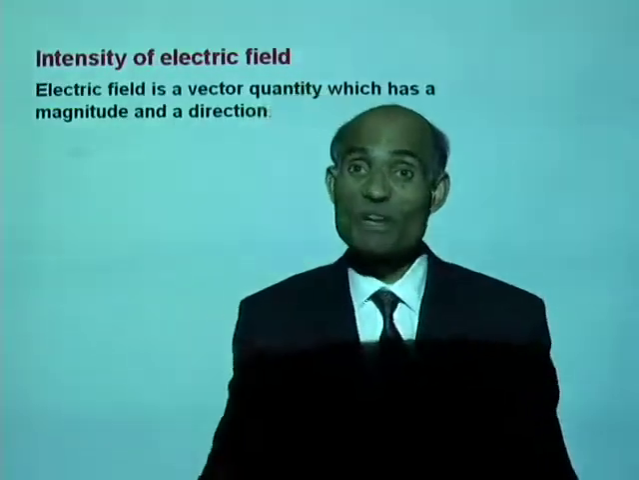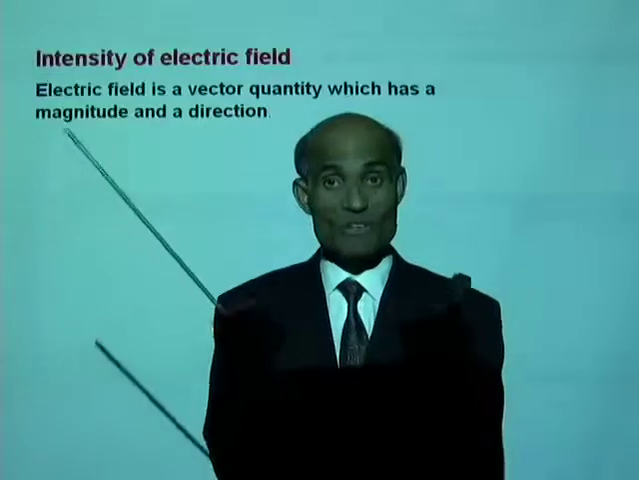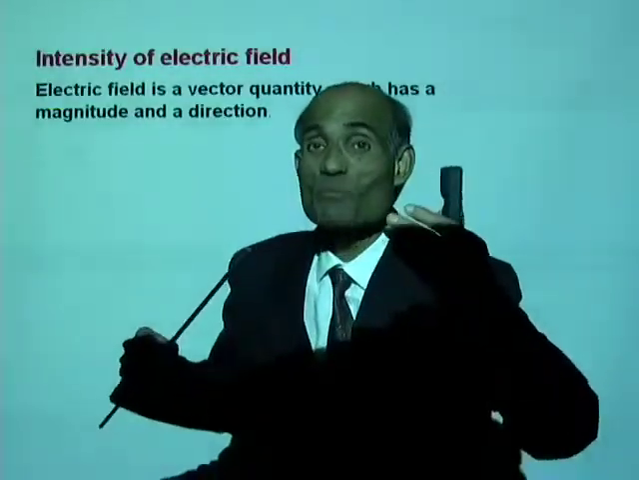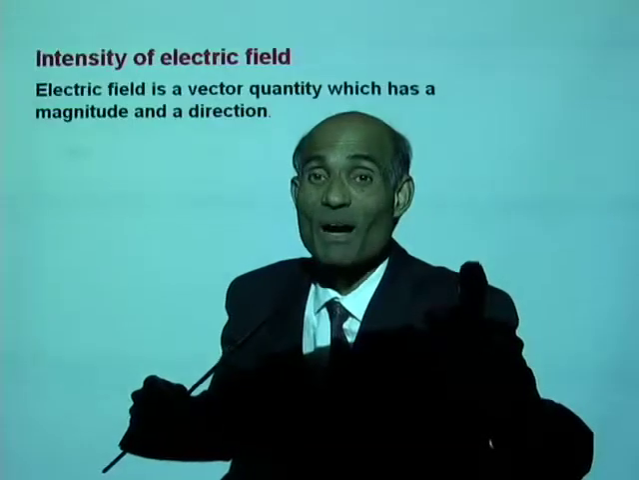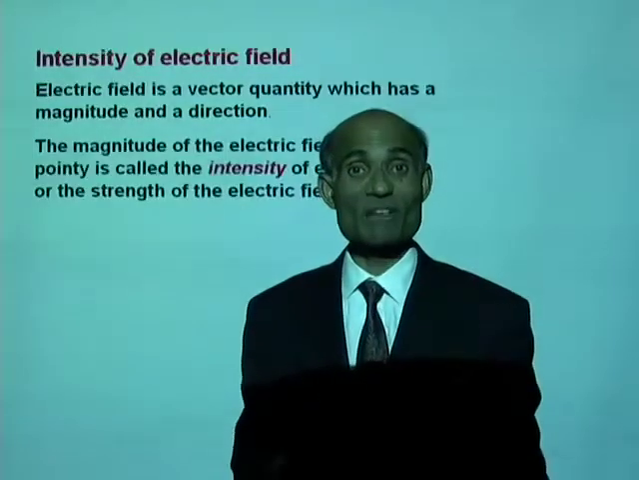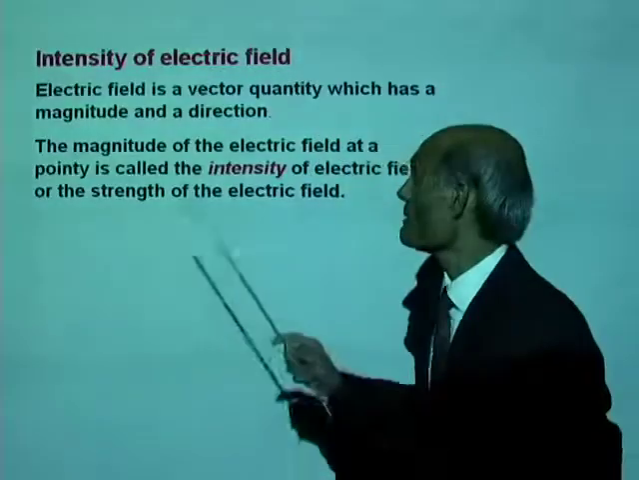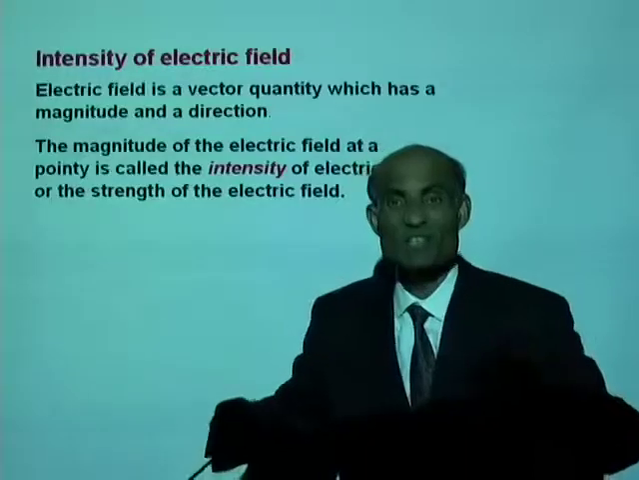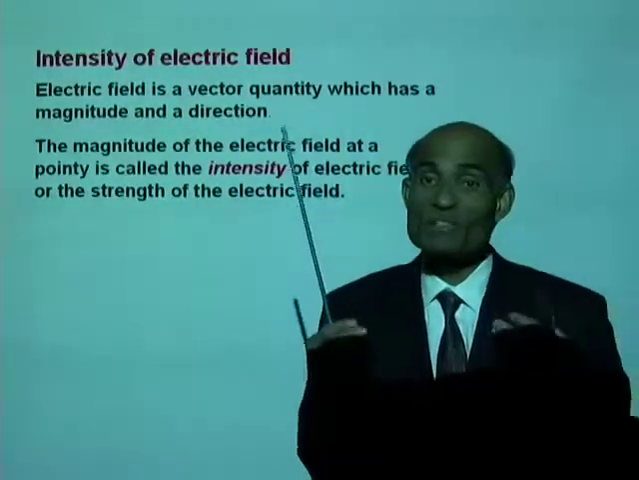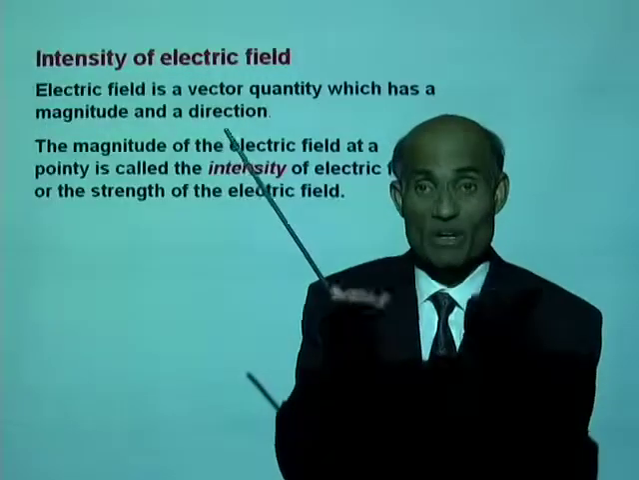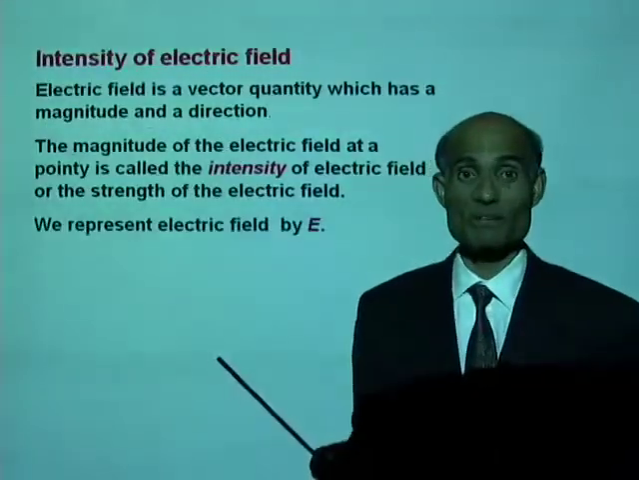Now, electric field is a vector quantity. Why is it a vector quantity? Because it is measured in terms of the force experienced by a test charge. It has a magnitude and a direction. The magnitude of the electric field is called the intensity of the electric field. In other words, the intensity of the field is the strength of the field.